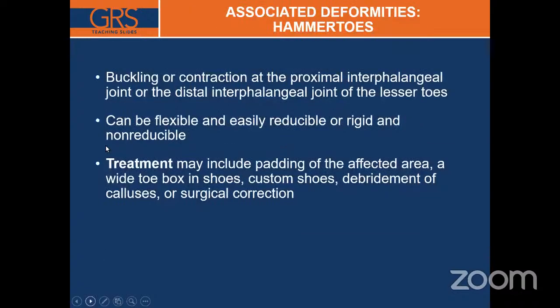Okay, and now we have the hammertoe, which is buckling or contraction at the proximal interphalangeal joint or the distal interphalangeal joint of the lesser toes. It can be flexible and easily reducible, or it can be rigid and non-reducible. Treatment includes padding of the affected area, wide toe box shoes, custom shoes, debridement of the callus, or surgical correction.